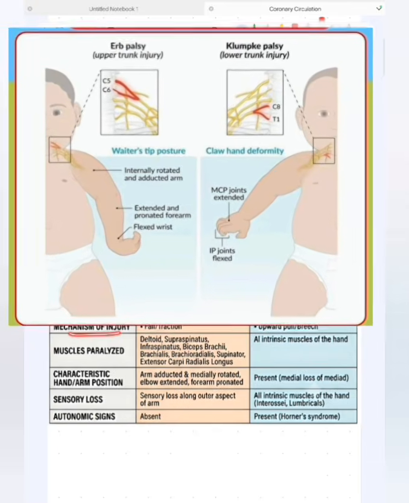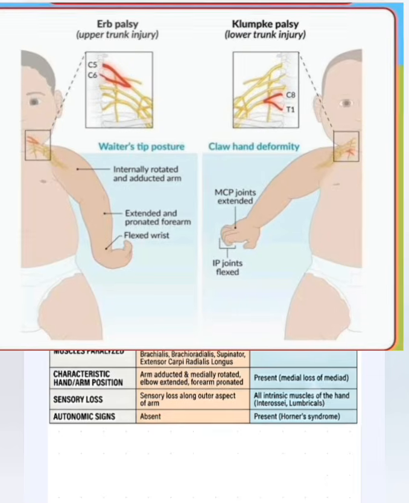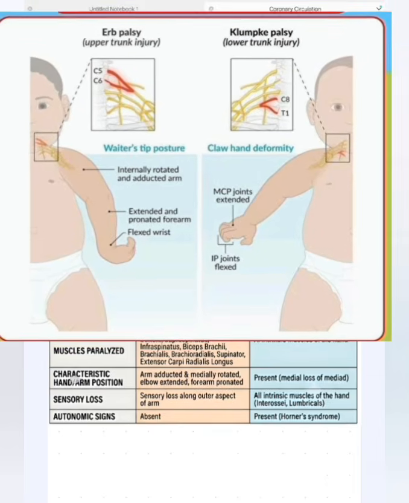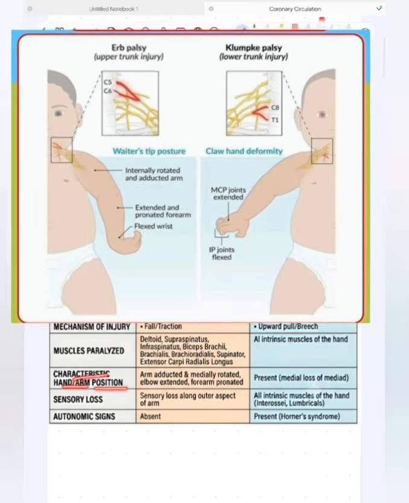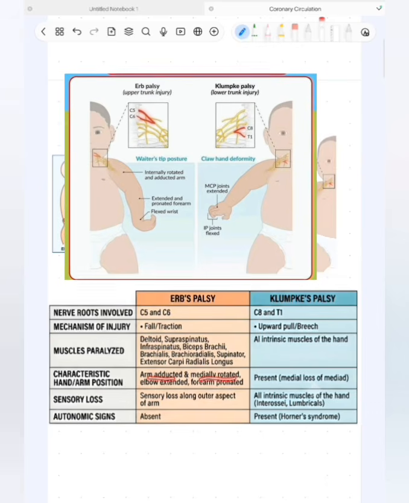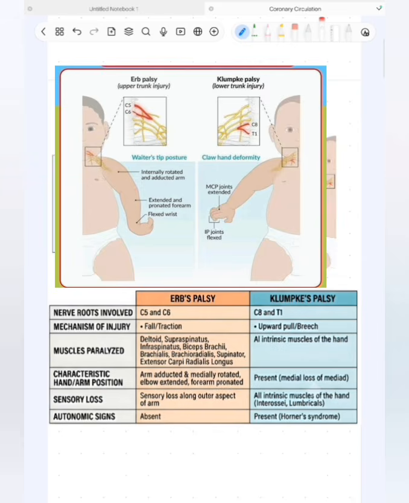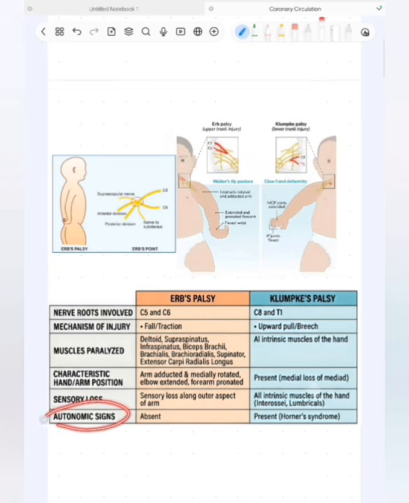Mechanism of injury: Erb's palsy is usually caused due to forceps delivery, fall, or traction. Klumpke's palsy is caused due to a fall with an extended arm, breech delivery, etc. Characteristic hand or arm position: this is also known as waiter's tip posture or policeman's tip posture, where the arm is adducted, medially rotated, elbow extended, and forearm pronated. Whereas in Klumpke's paralysis, we see a classical sign known as claw hand deformity. On autonomic signs, in Erb's palsy there are no autonomic signs, whereas in Klumpke's palsy, Horner syndrome is present.